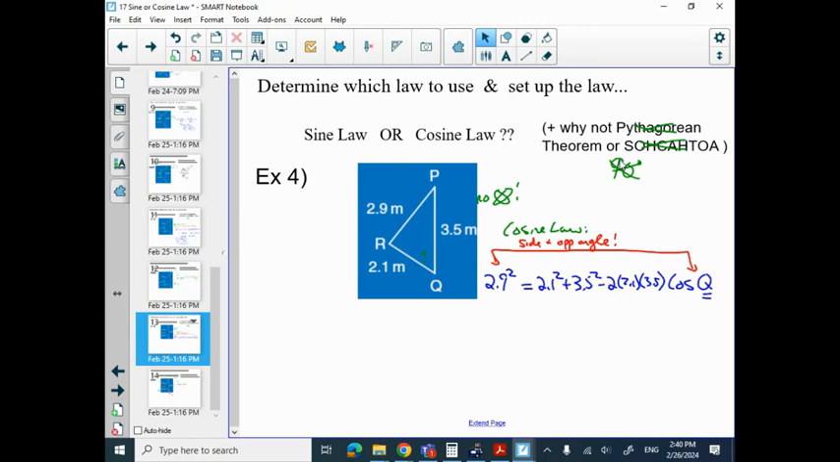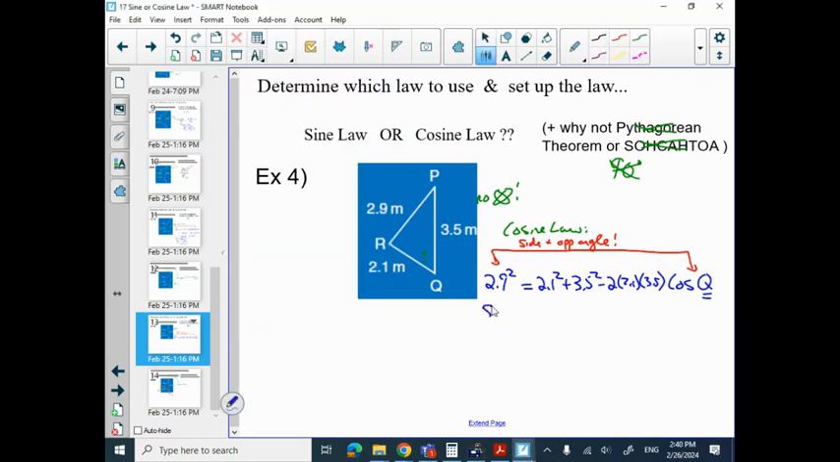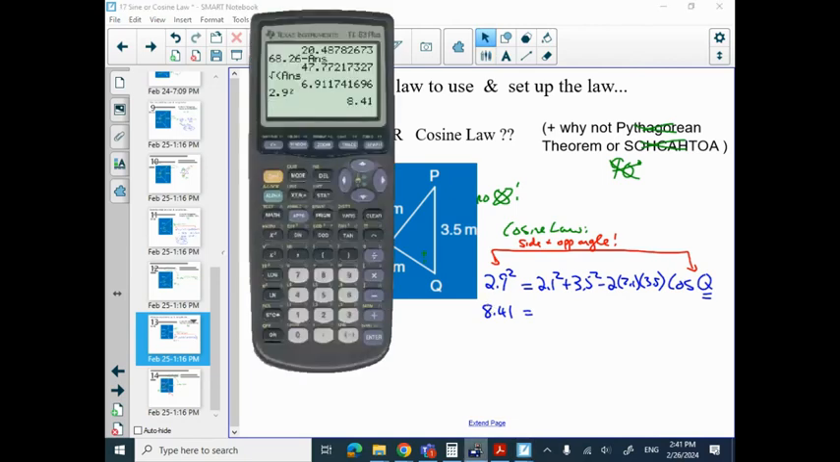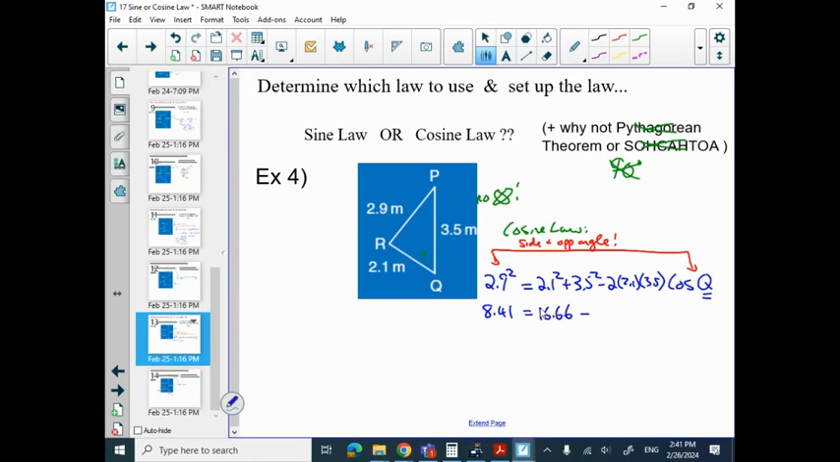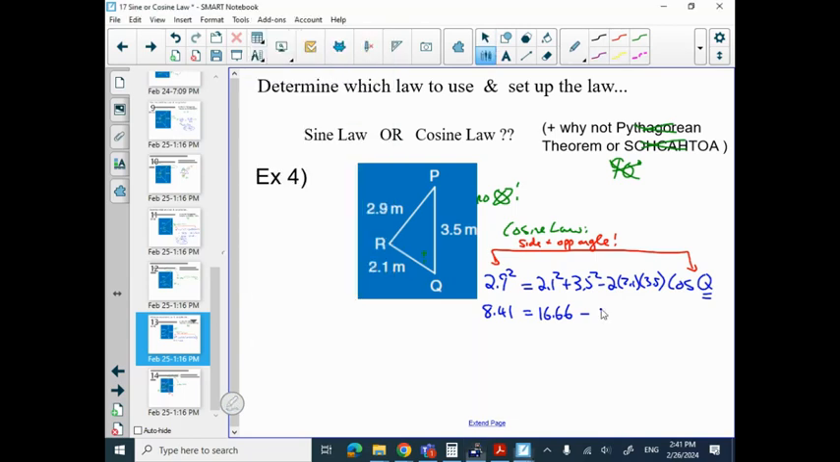It's a little labor intensive here, but 2.9 squared, that's 8.41. Then the 2.1 squared plus the 3.5 squared, I'll do together. That's 16.66, minus the 2 times the 2.1 times 3.5. So I'm going to do that part: 2 times 2.1 times 3.5 is 14.7.